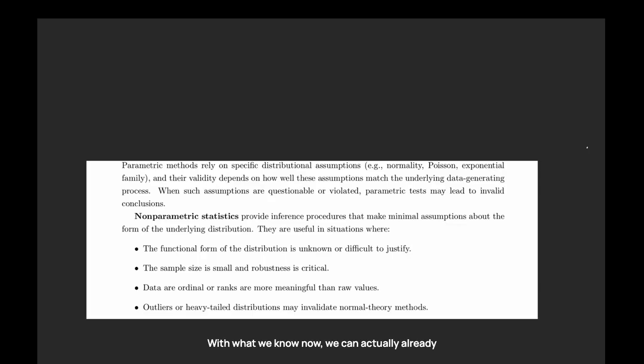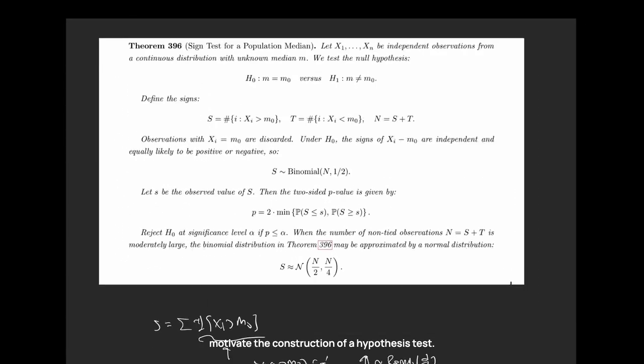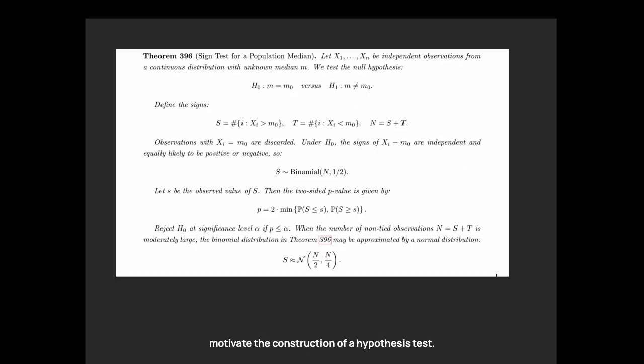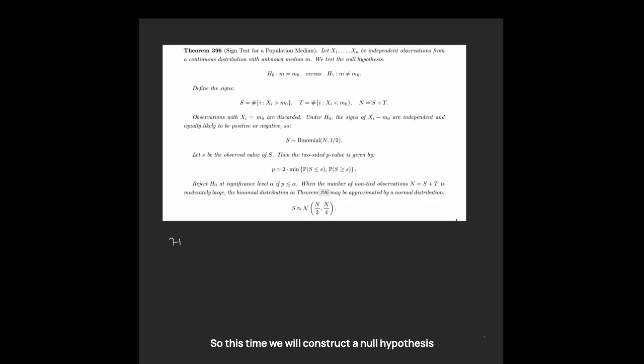With what we know now, we can actually already motivate the construction of a hypothesis test. This time, what we would like to do is to test the population median rather than the population mean. So we will construct a null hypothesis that the median value is equal to some m0, and the alternative hypothesis, for example, could be that the median value is greater than this quantity. For example, you might want to test whether your portfolio returns have a median value of 0, or whether its median returns are greater than 0.